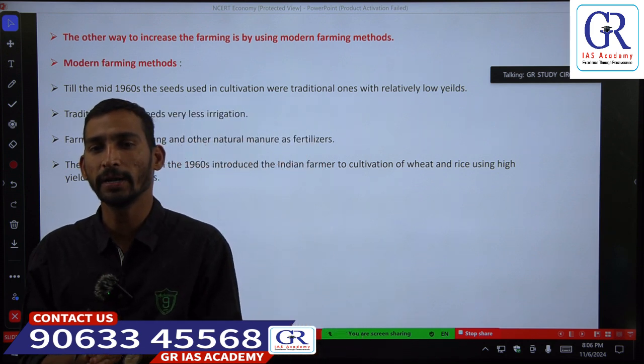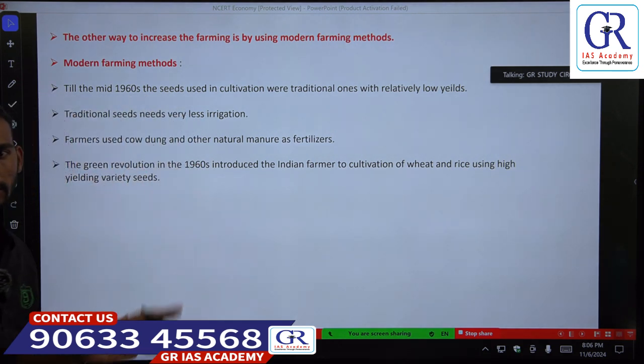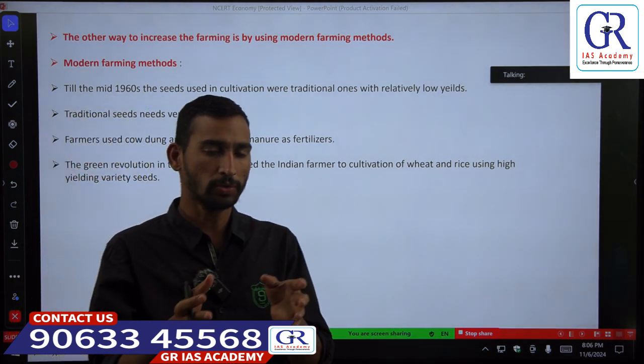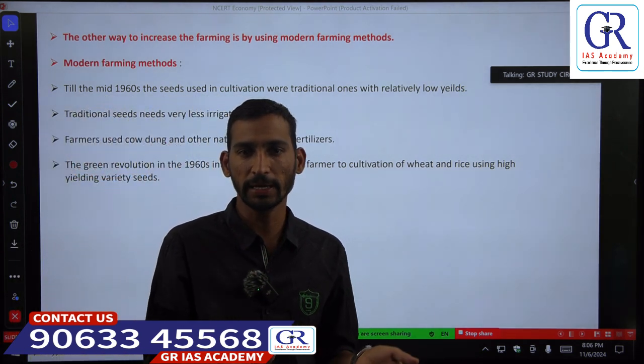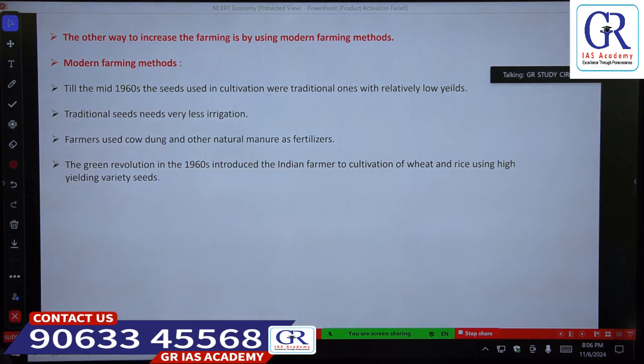So at the time of independence we became a food deficient country. So due to various factors, whatever factors we have just now discussed, due to all those factors, we became a food deficient country. So the objective of the government is to increase the production and productivity levels.